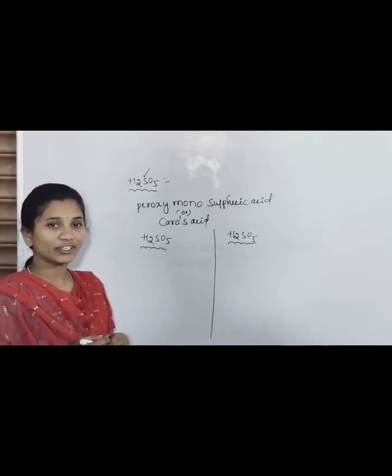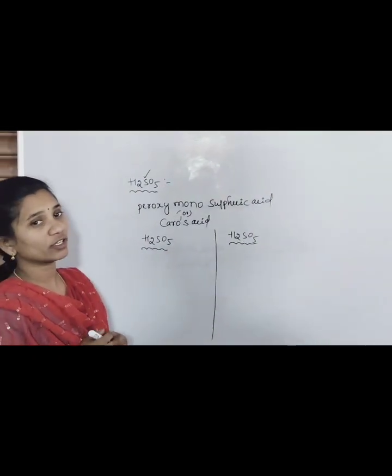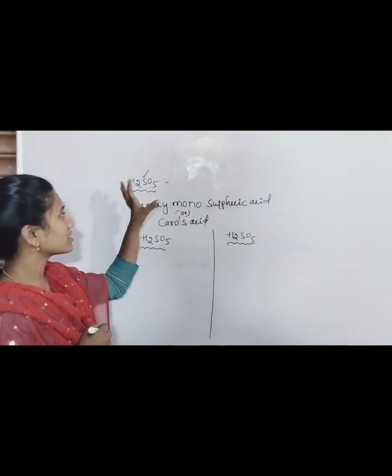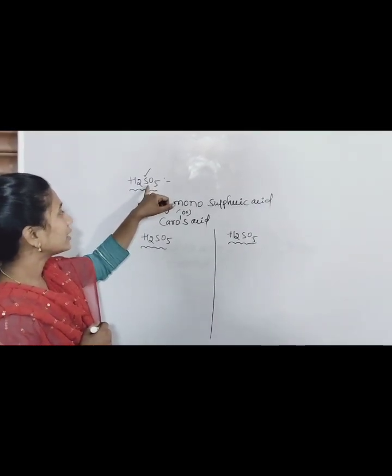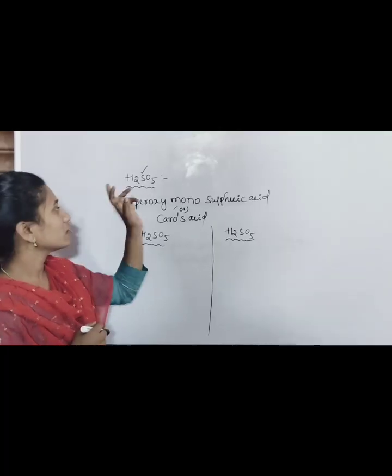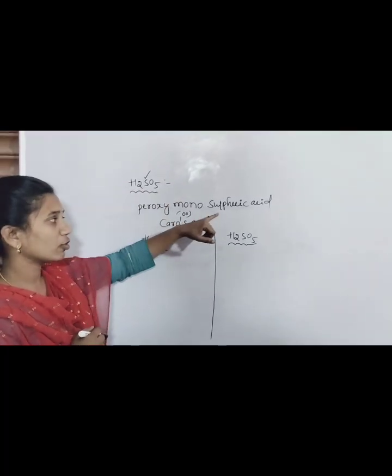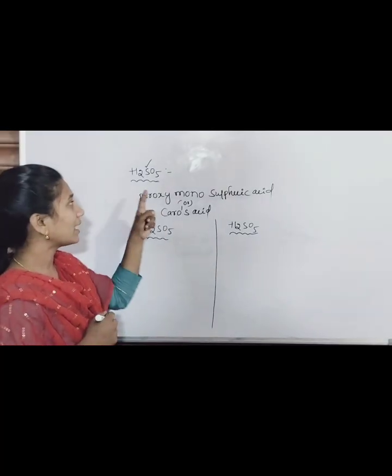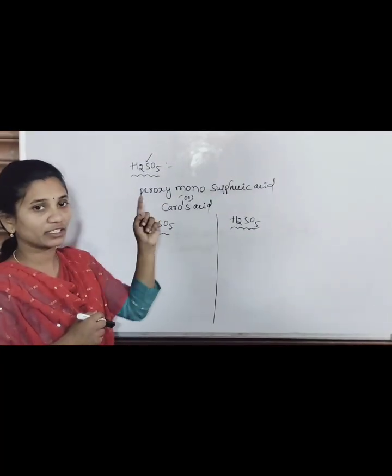Hello everyone, in this video we are going to learn more aspects about sulfur oxidation number. Especially in this compound I have taken, we have to determine the oxidation number for sulfur. Firstly, the name of this compound is peroxymonosulphuric acid. This acid can also be called Caro's acid. Now how do we calculate the sulfur oxidation number in this compound?